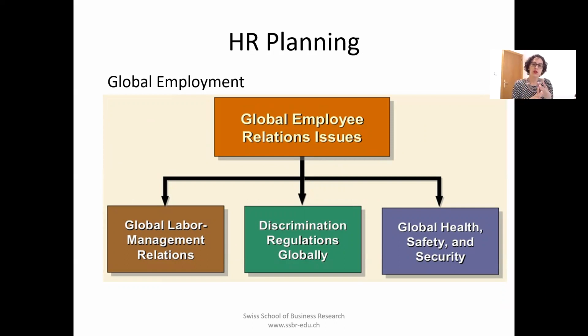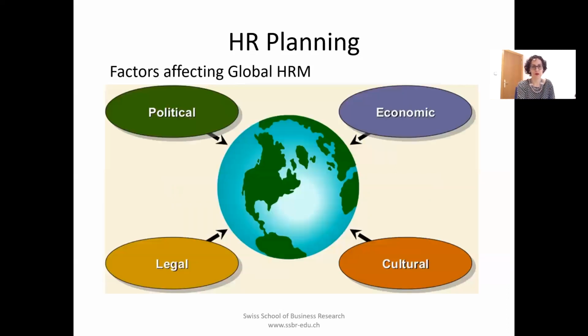So there are issues that are related to global labor management relations. There are issues having to do with discrimination regulations globally. If, for example, in Spain, there is one specific law that has to do with discrimination, and in the US that law is different, which one will be the one that the HR department must comply with? And of course, there are other issues pertaining to health, safety, security, etc.